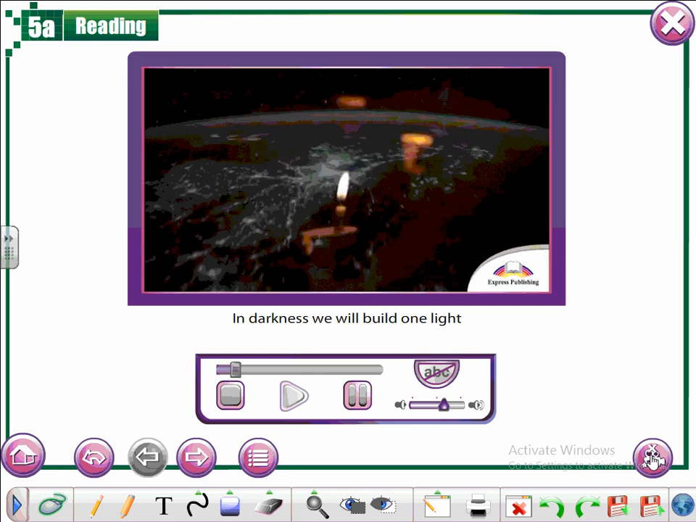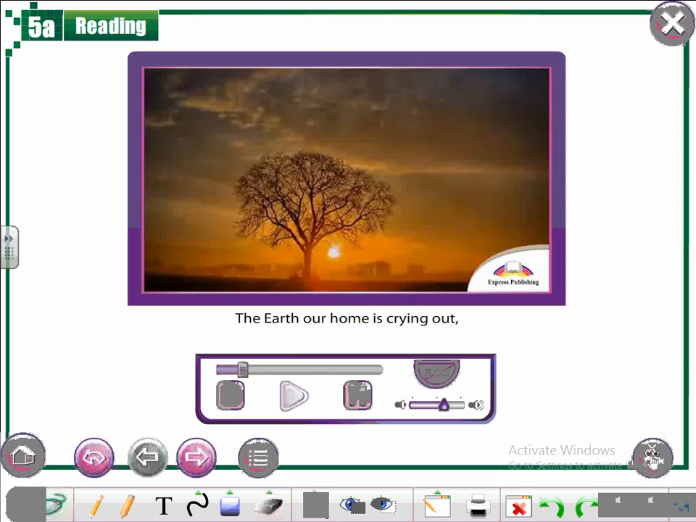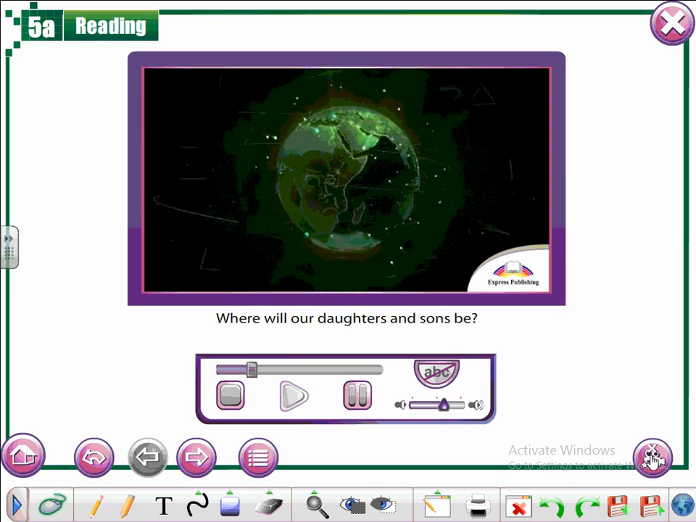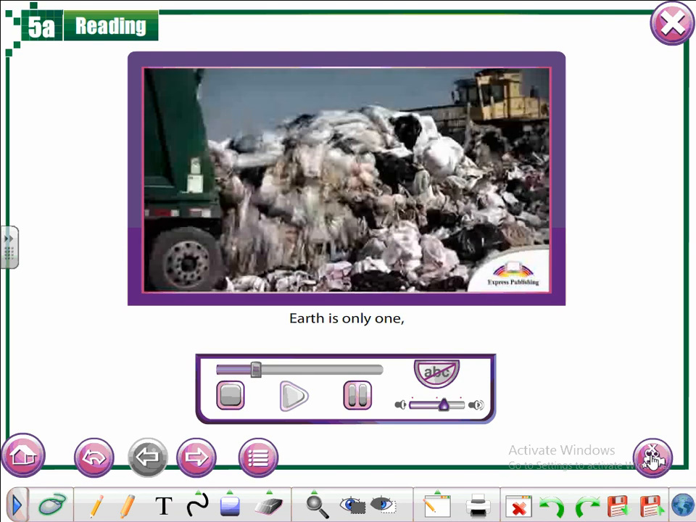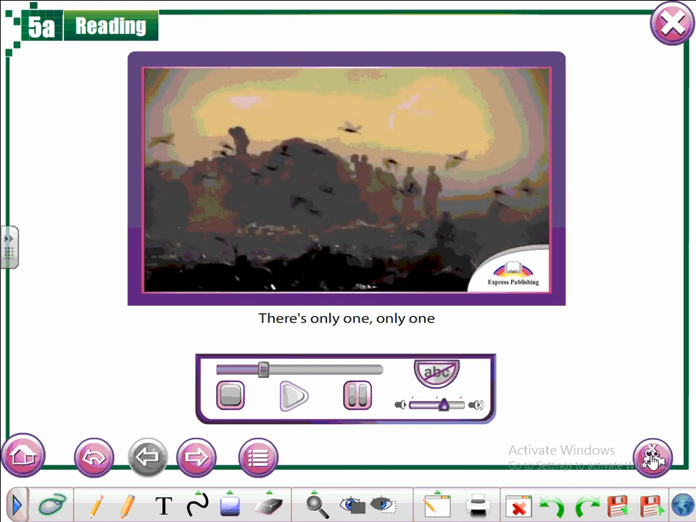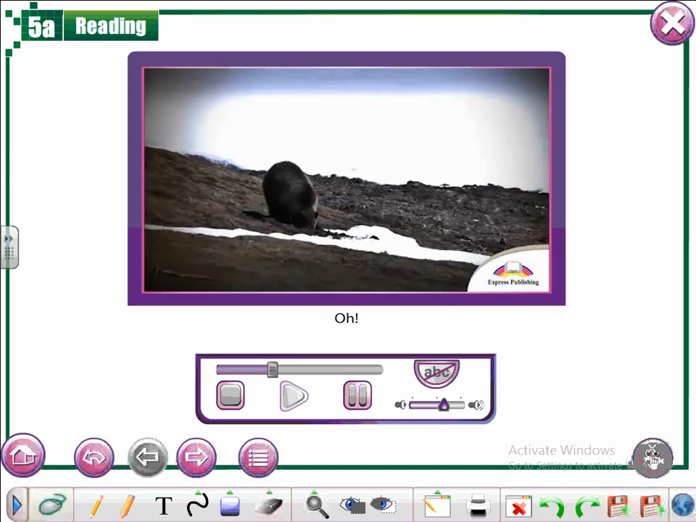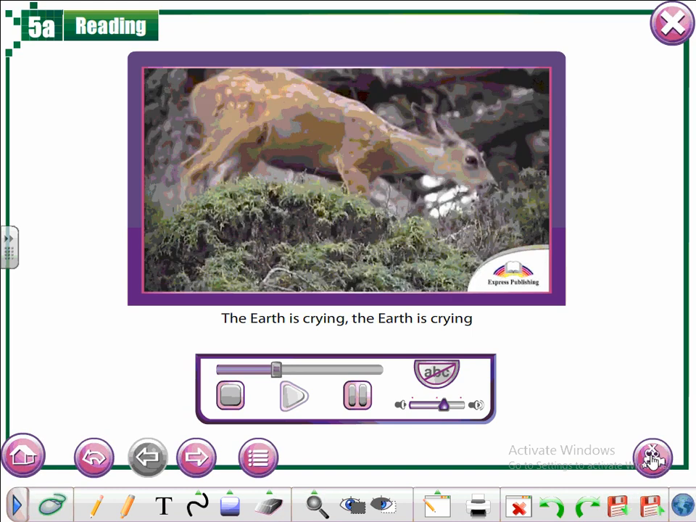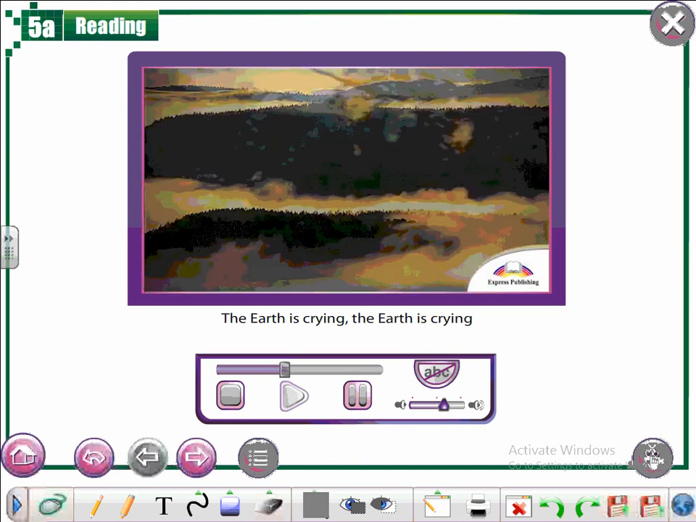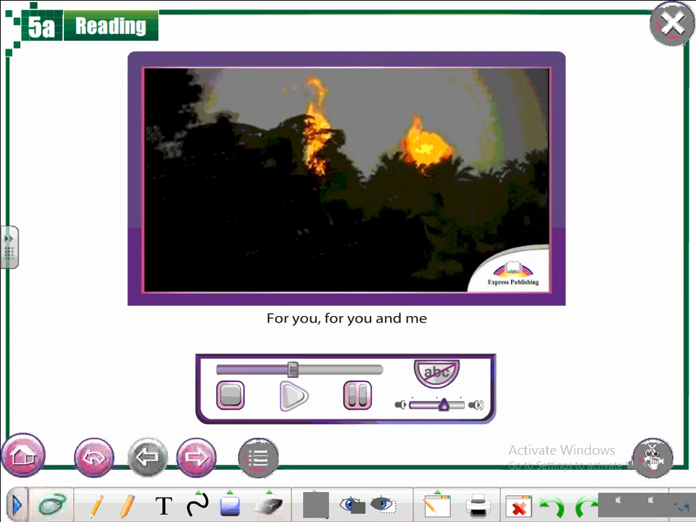When the lights are off and darkness, we will build one light. The earth, our home, is crying out. Where will we be in the future? Where will our daughters and sons be? If there's only one, there's no other one, only one. The earth is crying, it's calling. The earth is crying, for you and for me. The earth is crying, for you and me.